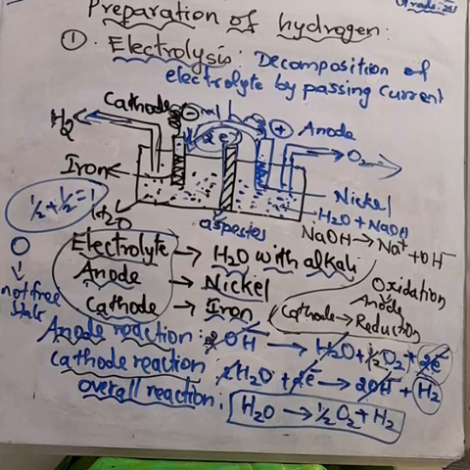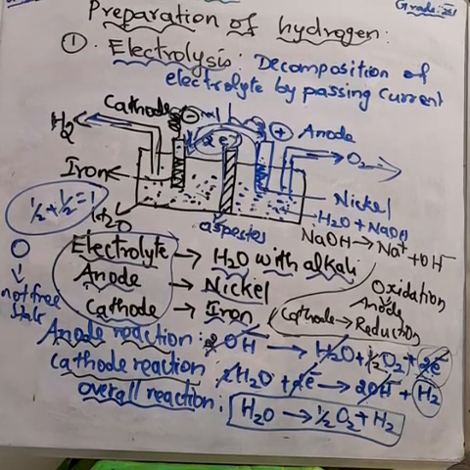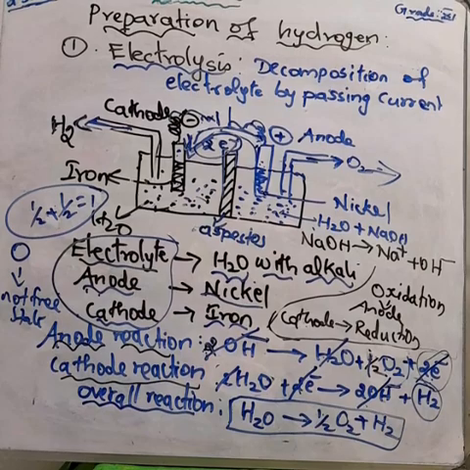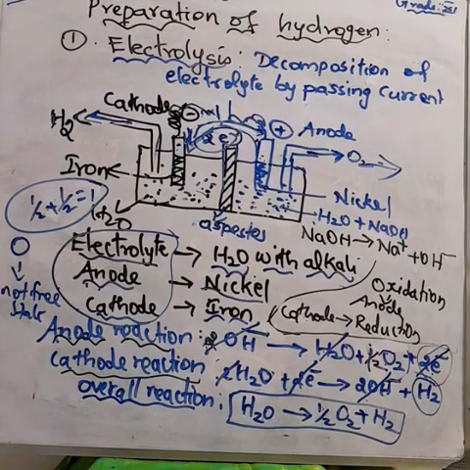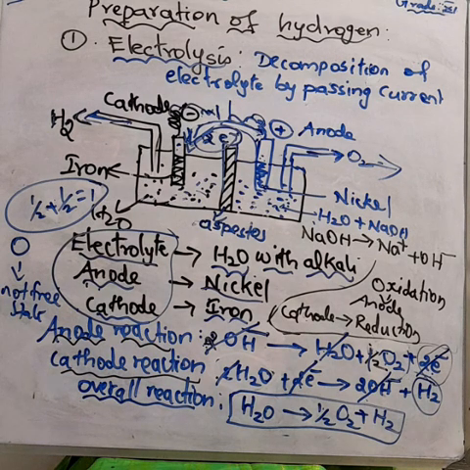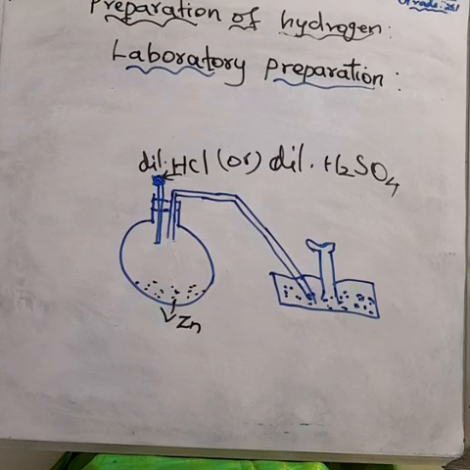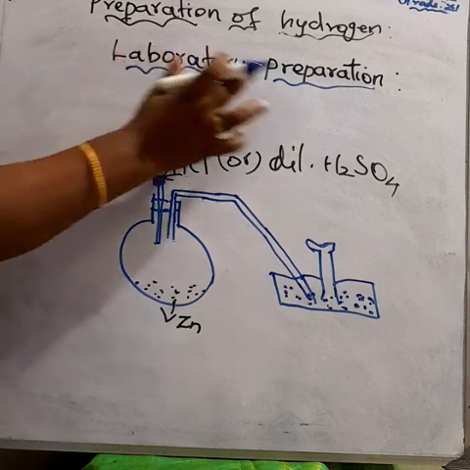Understood? This is the preparation method of hydrogen by the electrolysis process. But this process is not economical for large scale production. Because of this we use an alternate preparation method. Another method we take here is the laboratory preparation method.